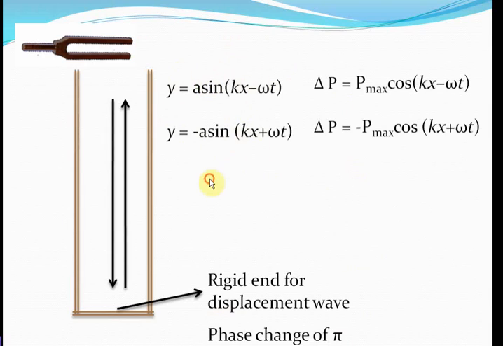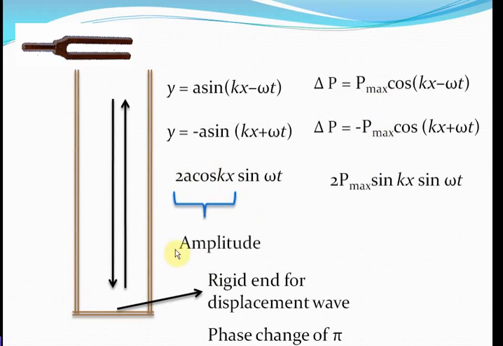In case of the displacement wave, the equation of the standing wave will be 2a cos kx sin omega t. I have simply added up these equations, y1 plus y2. And in case of the pressure wave, the equation will be 2p max sin kx sin omega t. Again, I have simply added up these two equations.